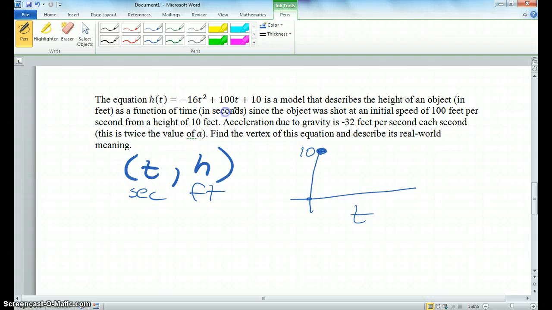This is our initial rate of change, which, remember, is output over input, so this would be our feet per second. So if it's thrown upward, it's positive, which means it's an increase of 100 feet per 1 second. So there's 1 second, let's say, an increase of 100 feet. And that increase is decreasing by 2 times negative 16.